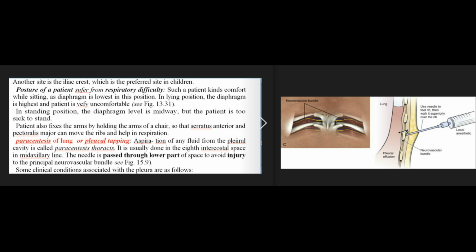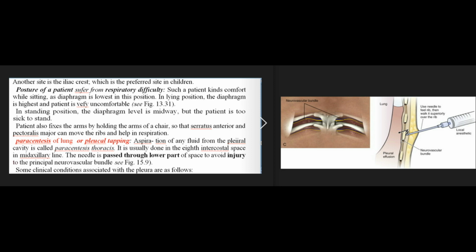Paracentesis of lung or pleural tapping. Aspiration of any fluid from the pleural cavity is called paracentesis thoracis. It is usually done in the 8th intercostal space in the mid-axillary line. The needle is passed through the lower part of the space to avoid injury to the principal neurovascular bundle.